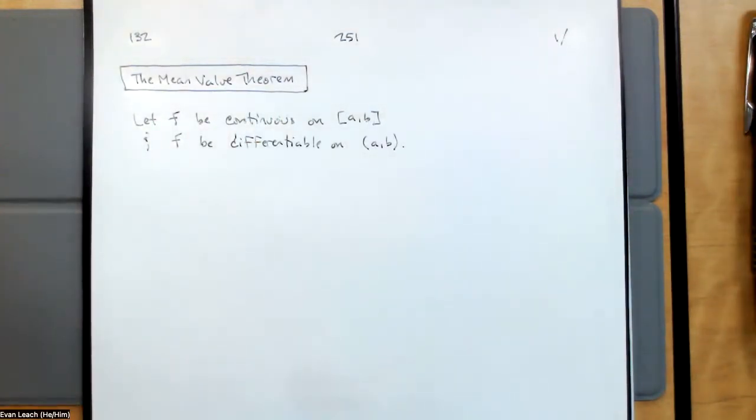So if we have a continuous and differentiable function on the interval from a to b, it needs to be continuous at the endpoints, but does not need to be differentiable at the endpoints. The theorem is about stuff that goes on in the middle, but the endpoints are important.